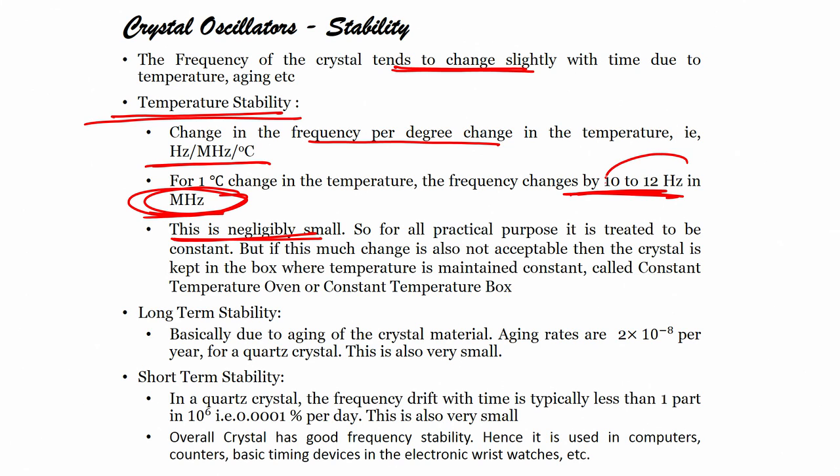In megahertz, a 10 to 12 hertz change is very small, because 1 megahertz is 1, 2, 3, 4, 5, 6 digits. The frequency change I am talking about is only in the last digits, so it is very small, about 0.01% or 0.1%. I am just talking about 1 megahertz; it can be several megahertz.